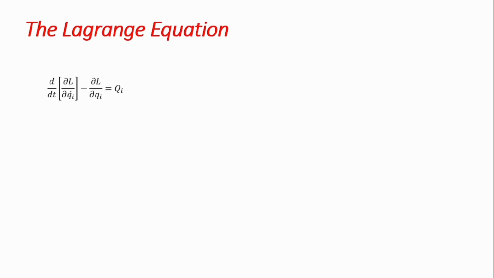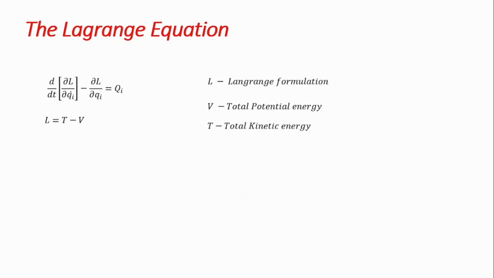This is the Lagrange equation, but there are descriptions to each and every one of the terms that are contained in the Lagrange equation. We have L, which is the Lagrange formulation, and it's just equal to T minus V, where V is the potential energy, that's the total potential energy of the system. T is the total kinetic energy of the system as it is vibrating.